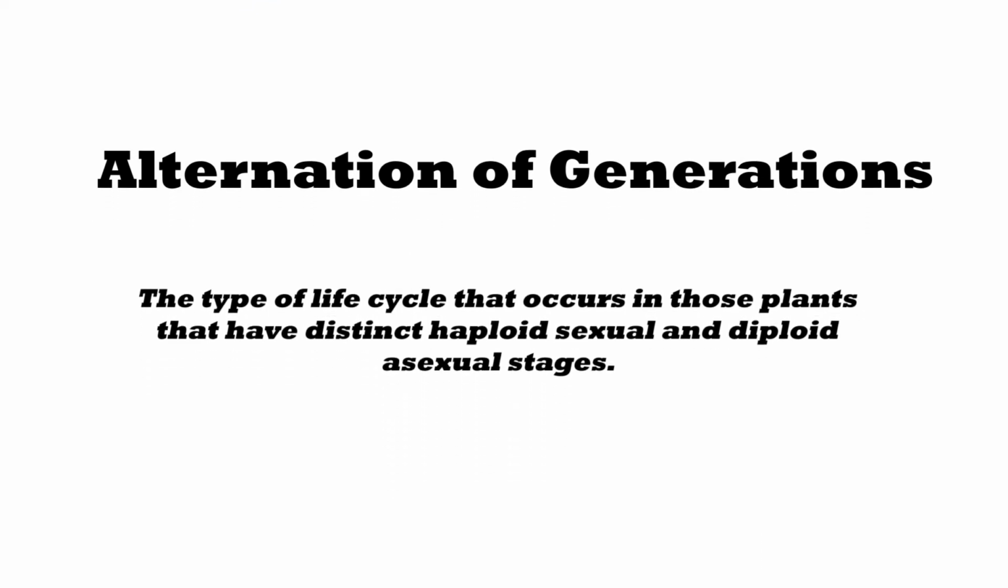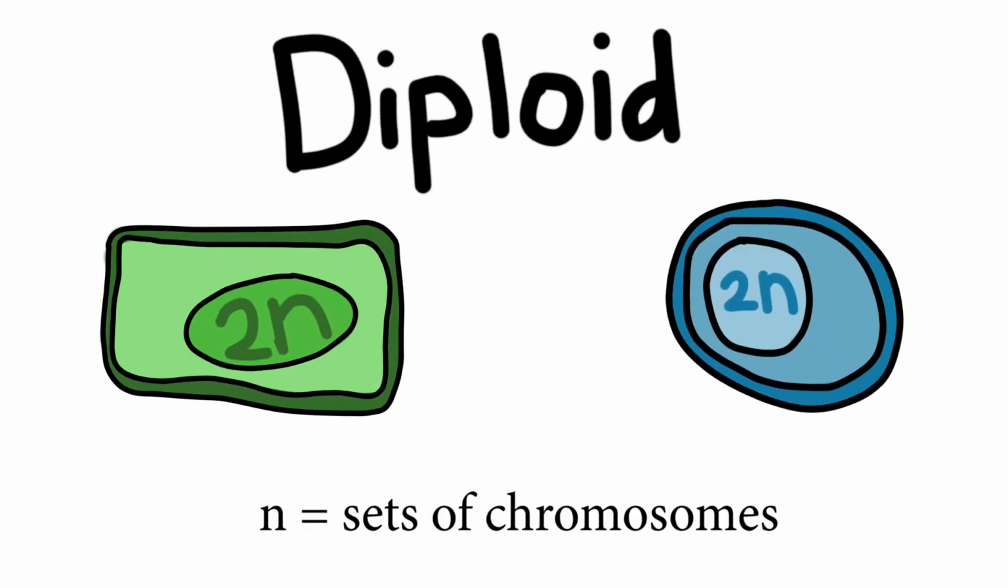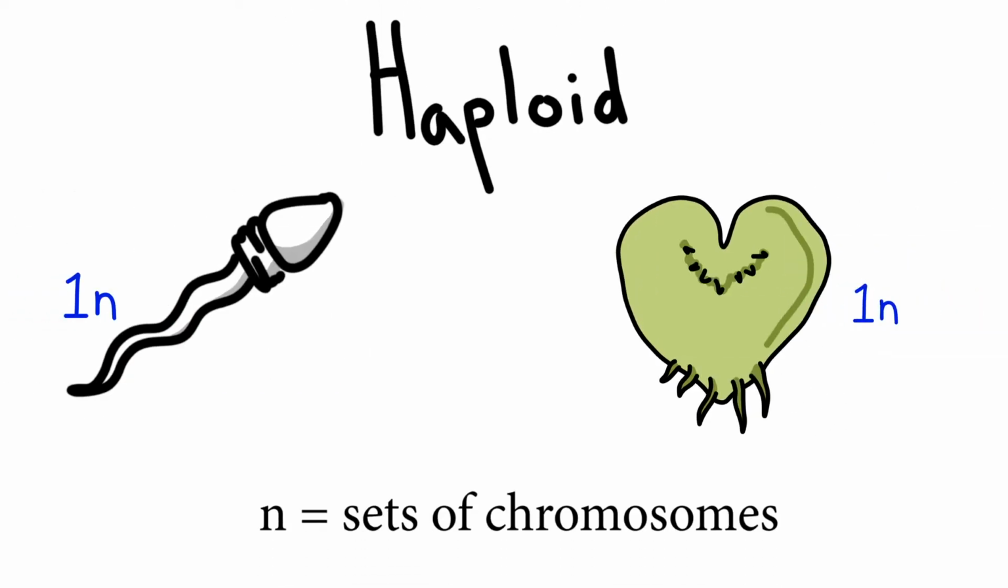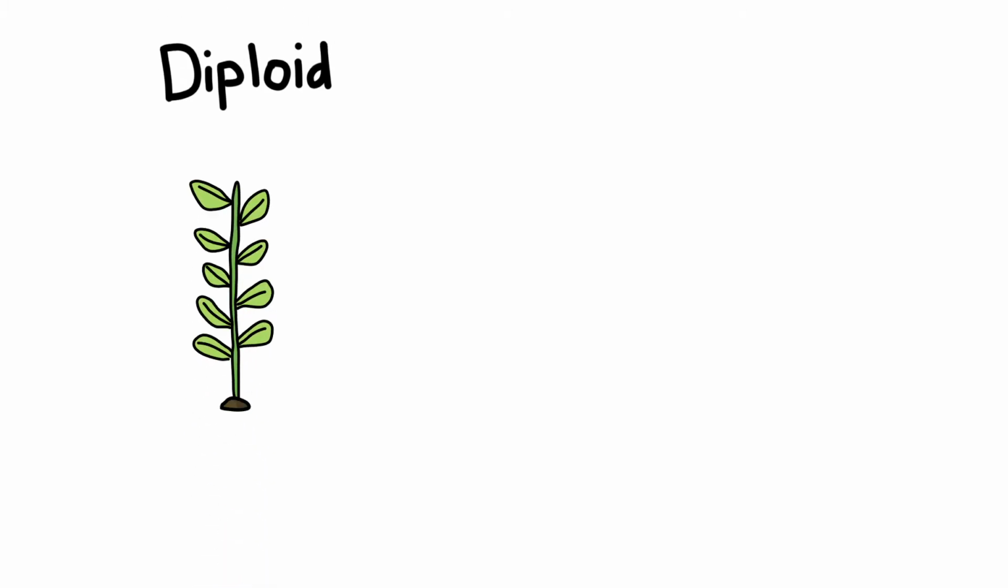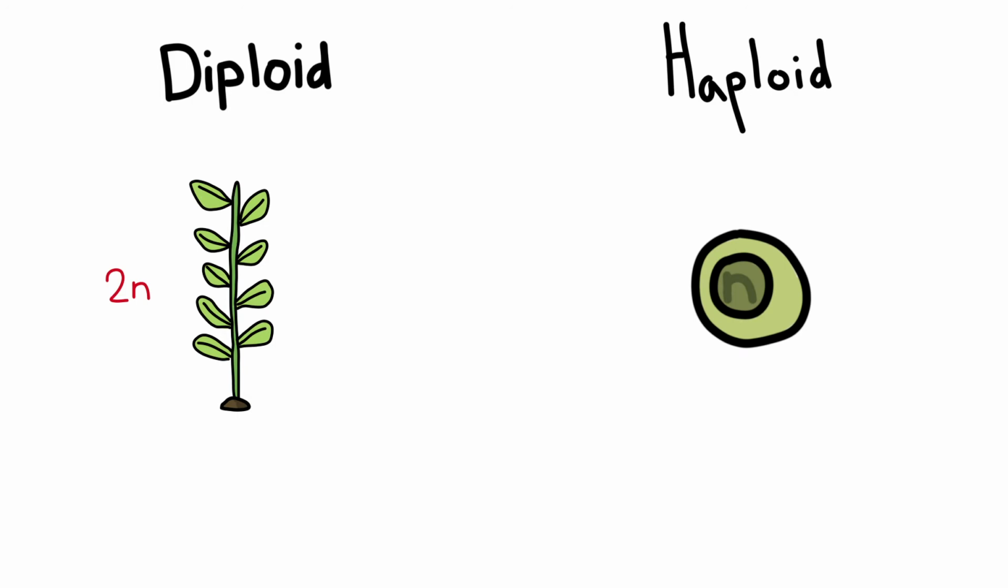The plant life cycle alternates between the diploid and the haploid generations, called the sporophytes and gametophytes, via mitosis and meiosis. Let's break down what these mean by looking at ferns closely. Diploid is used to describe organisms with two sets of chromosomes, and haploid is a term used to describe organisms with one set of chromosomes.